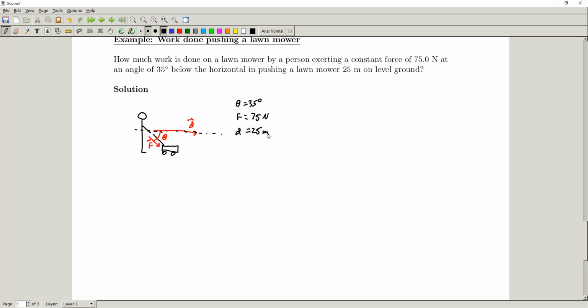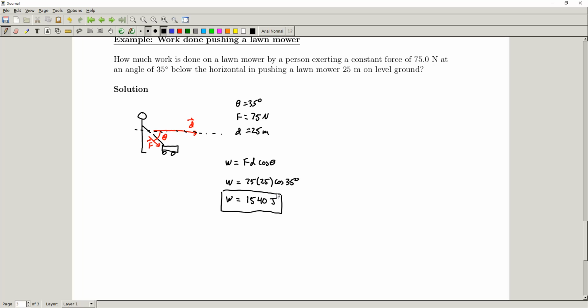And so we can see quite quickly that right away we're going to end up with some work being done on this lawnmower by this person. From our equation, we can just substitute in numbers, and we end up with 75 times 25 times the cosine of 35 degrees. If you do that calculation in your calculator, you're going to see that 1,540 joules of work was done on the lawnmower by the person.